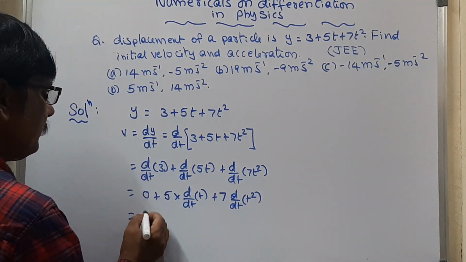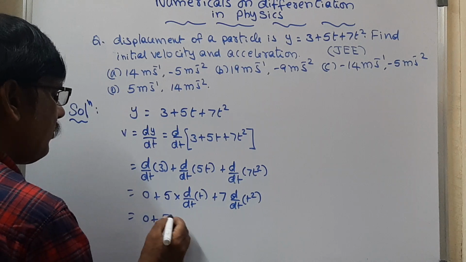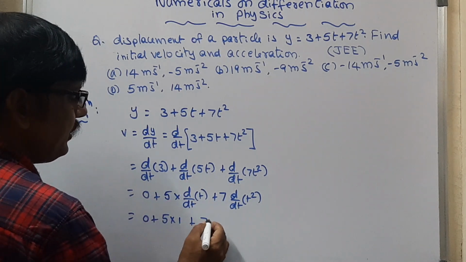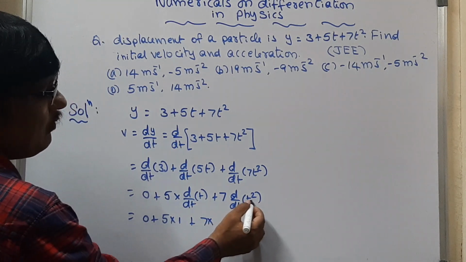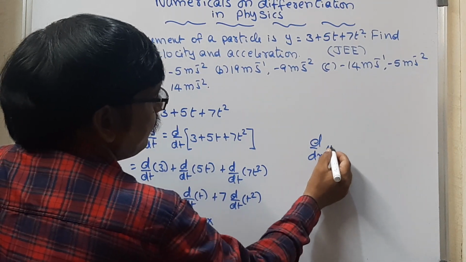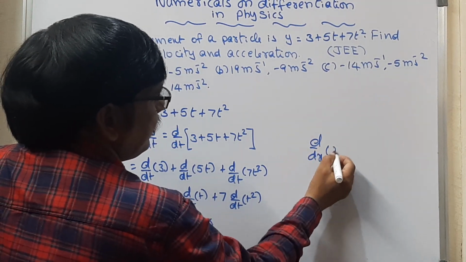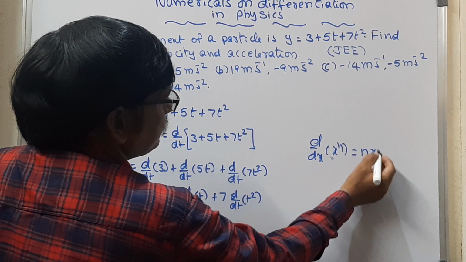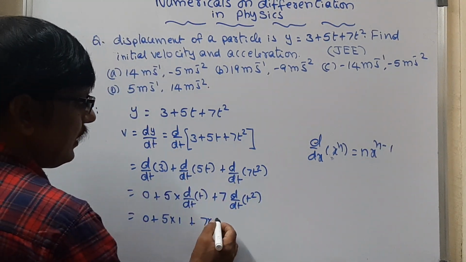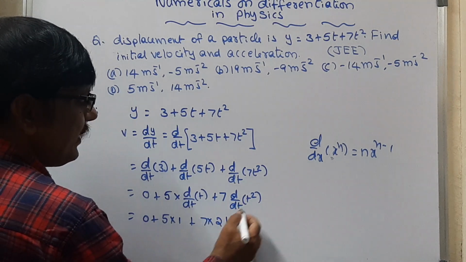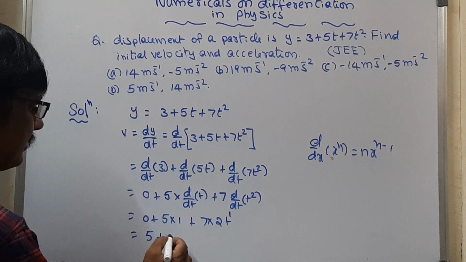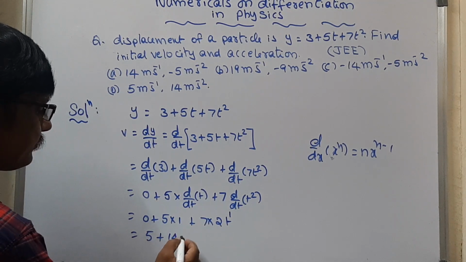Now let us take this one: 0 plus 5 into d by dt of t, plus 7 into d by dt of t square. The formula d by dx of x power n is equal to n into x power n minus 1, which we have derived many times. So again, 2 into t power 2 minus 1 is t power 1. Ultimately we got v = 5 plus 14t.